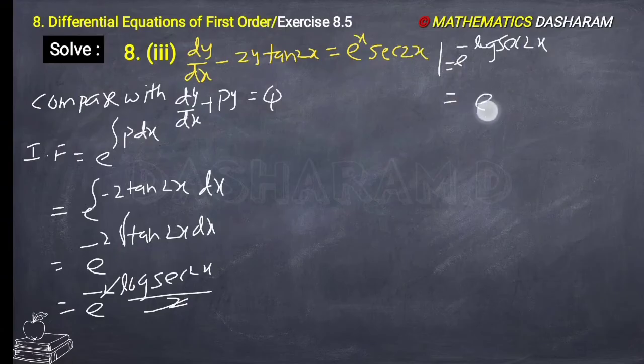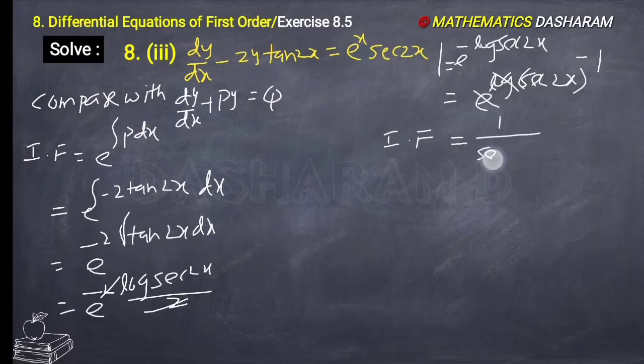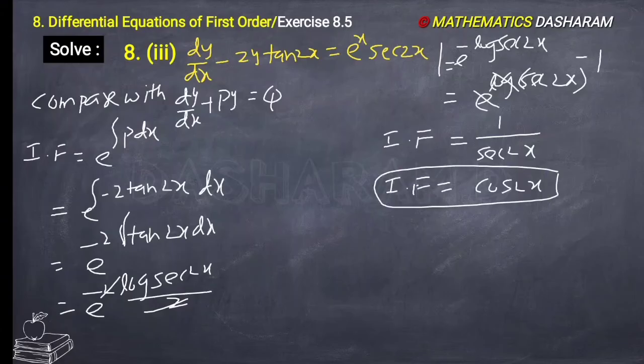Now it equals e to the power of log sec 2x whole power minus 1. The e and log cancel, then the integrating factor is sec 2x whole power minus 1, which means 1 by sec 2x. So the integrating factor is 1 by sec 2x, which equals cos 2x. So this is the integrating factor.